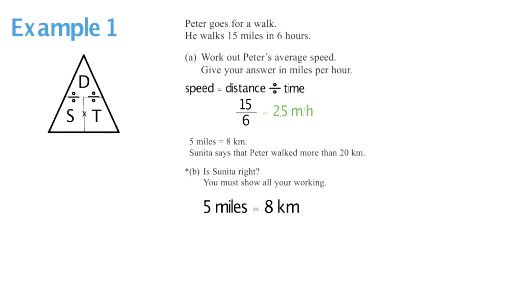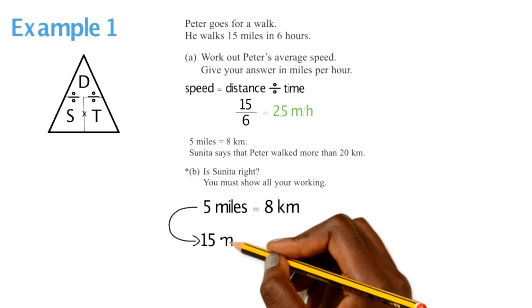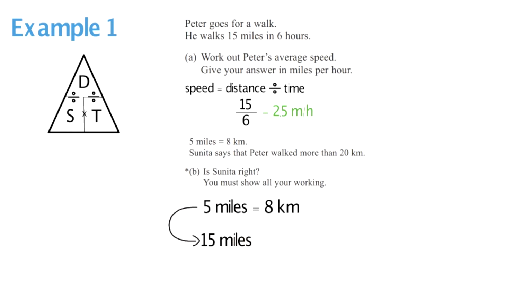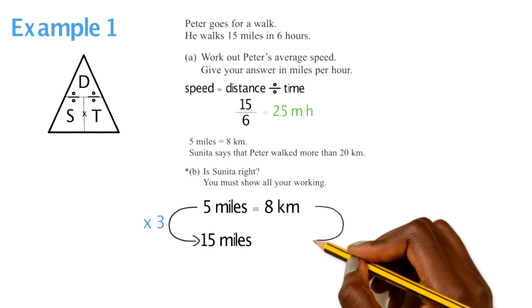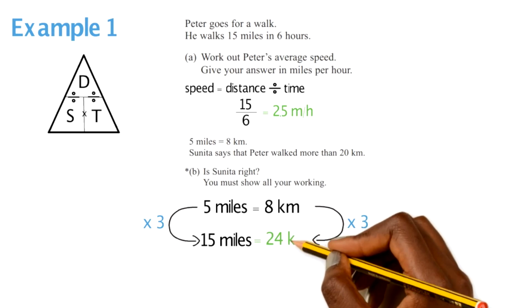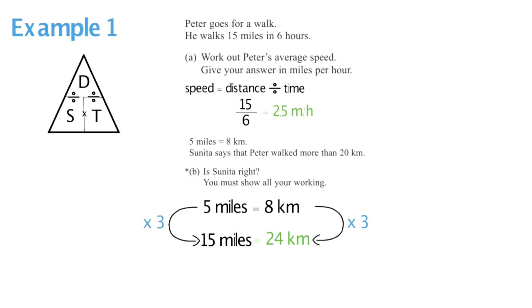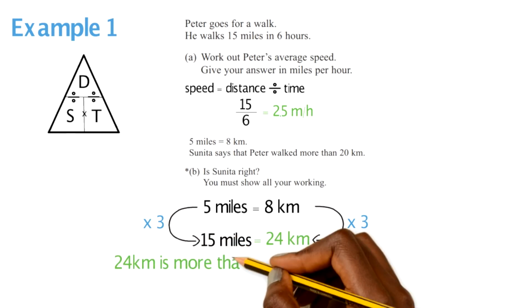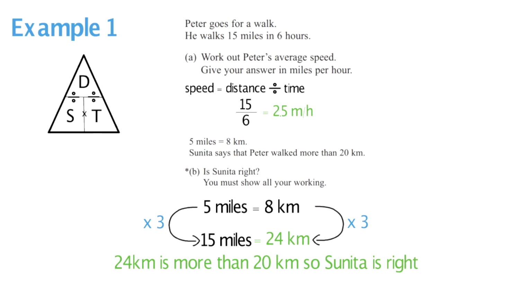So let's work this out. So we know that 5 miles is equal to 8 kilometers. He walks 15 miles, right? So to get from 5 miles to 15 miles, we multiply by 3. Do that on the other side for the kilometers and 8 kilometers multiplied by 3 would be 24 kilometers. So he's walking for 24 kilometers, which is more than 20 kilometers. So Sunita is correct. And that's all you need to say, something along those lines.